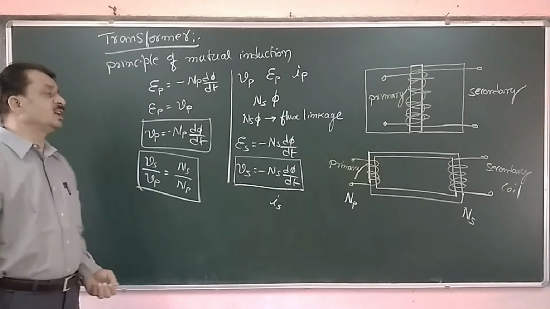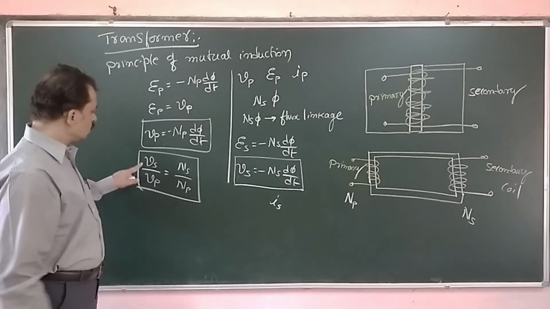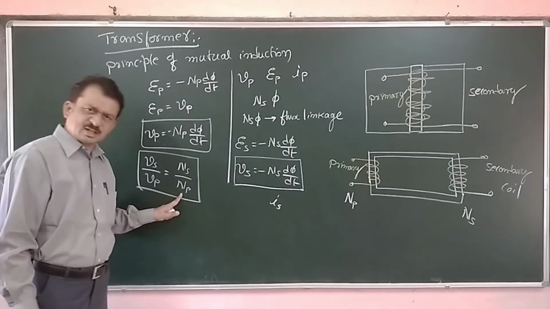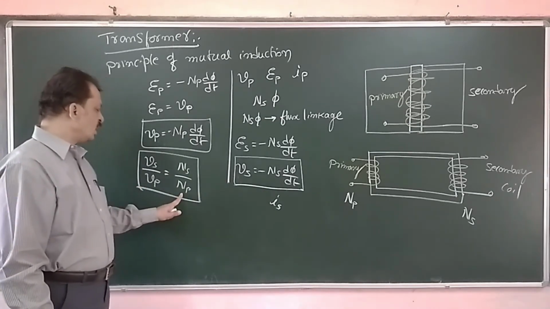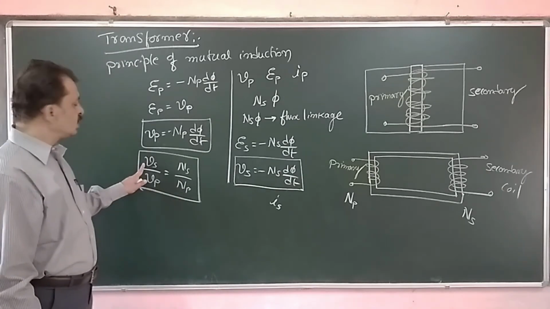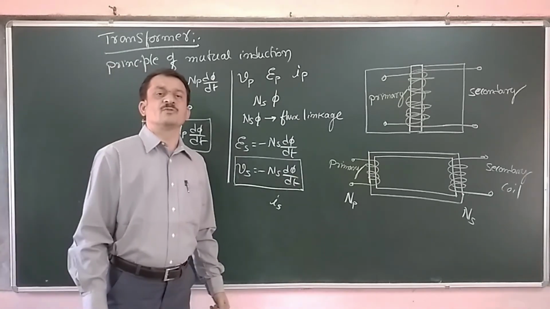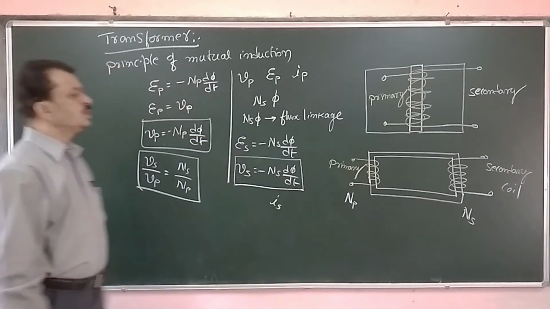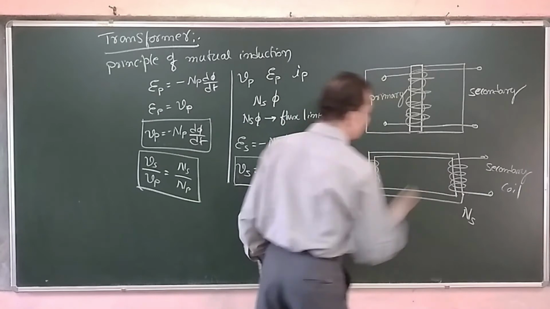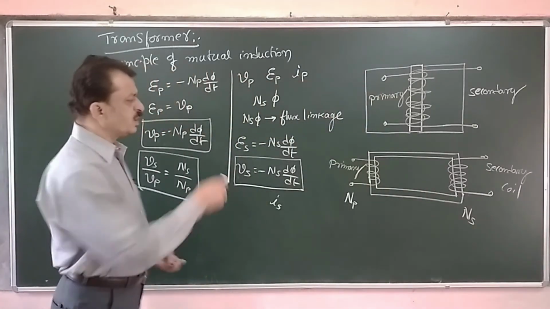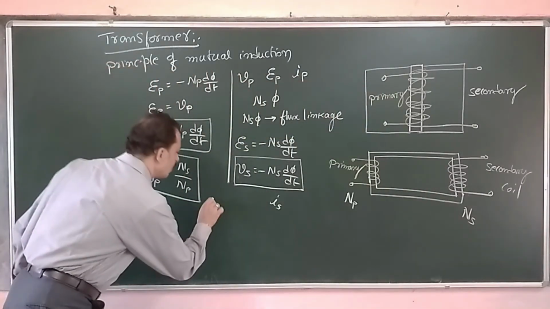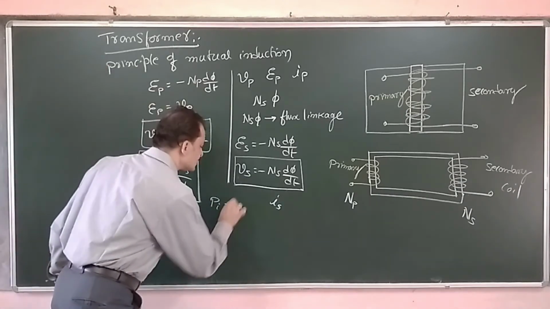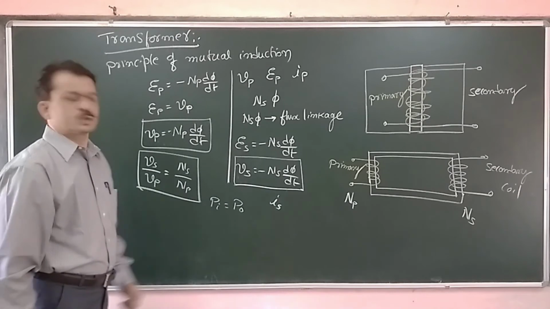number of turns in the input or the output. Now input voltage is directly proportional to the number of turns in the input coil. Output voltage is directly proportional to the number of turns in the output coil. Since there is no energy loss for an ideal case, whatever the power we have delivered, that is power input, we are getting the same power output.